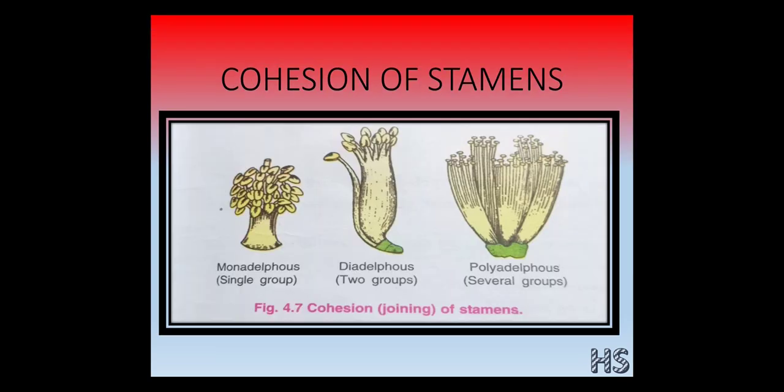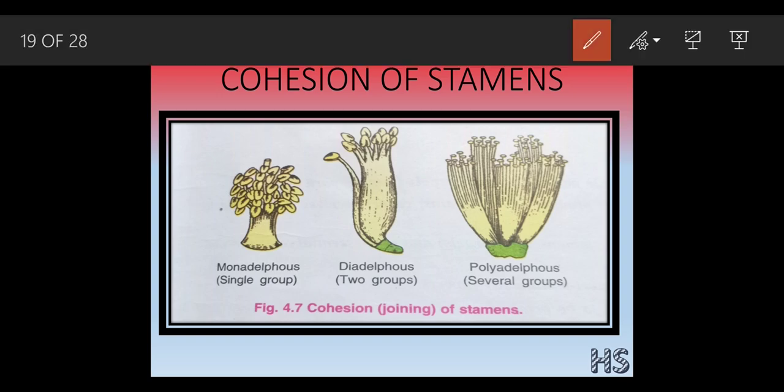Now this is the cohesion of stamens. What do you mean by cohesion? Cohesion means sticking together. Let's take the different conditions of the stamens, how the stamens can look. See, there are different words here: monoadelphous, diadelphous, polyadelphous. Let's understand them one by one by taking a simple example.